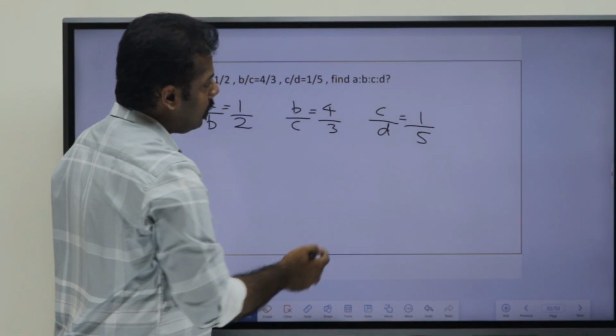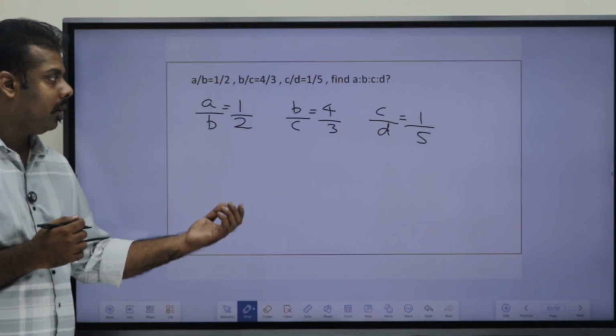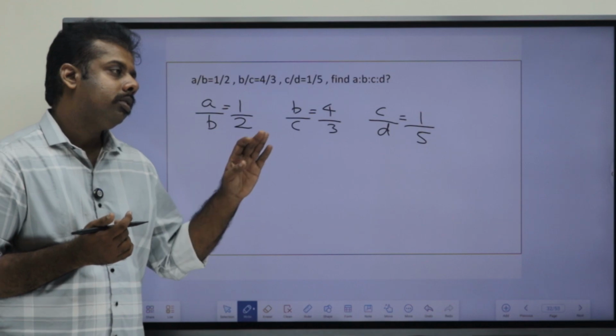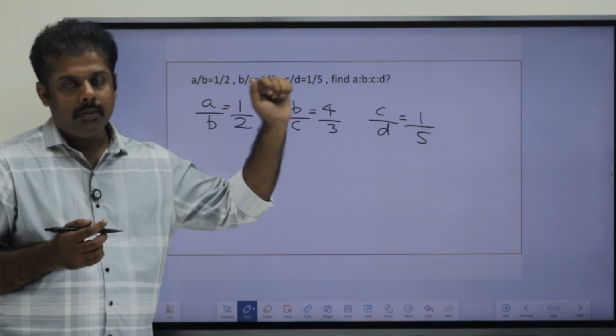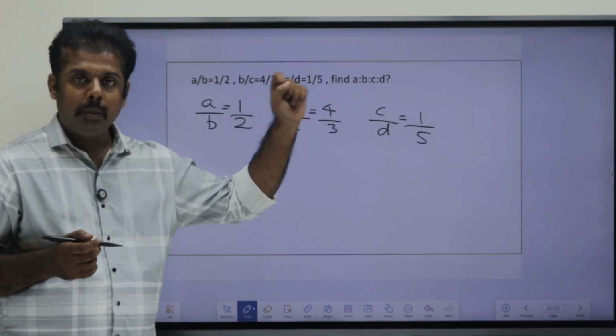And they have asked for the values of A is to B is to C is to D. So what is the process? Here you can start with the last two conditions. We are going to start with B by C and C by D. Which is the common variable in both cases? Obviously C is the common variable.